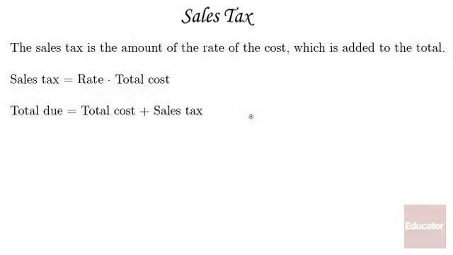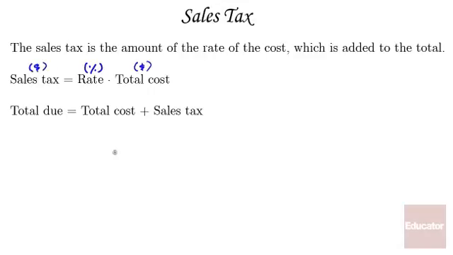Now, sales tax. Sales tax is the amount that you have to pay based on the total cost. So there's a percent. You have to pay a percent of that total cost. Okay, so when you multiply the rate, that percent, with the total cost, that's going to give you how much you have to pay in sales tax.